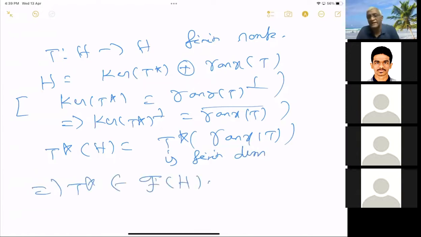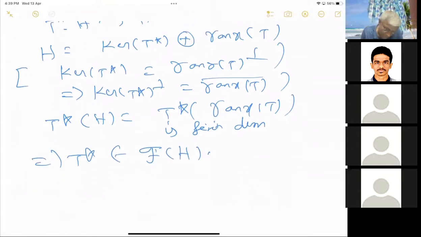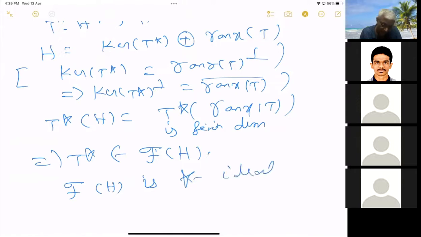So if T is a finite rank operator, then T star is also a finite rank operator. These things say that F(H) is what is called a two-sided star ideal. That is, if T is there, T star is also there. And it's an ideal: if S is there, then ST is there for all operators.